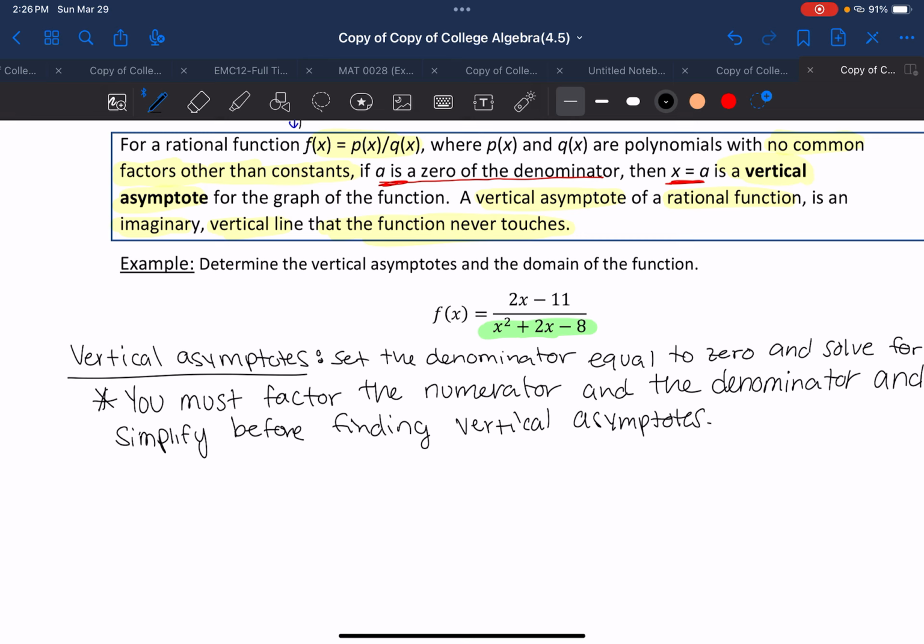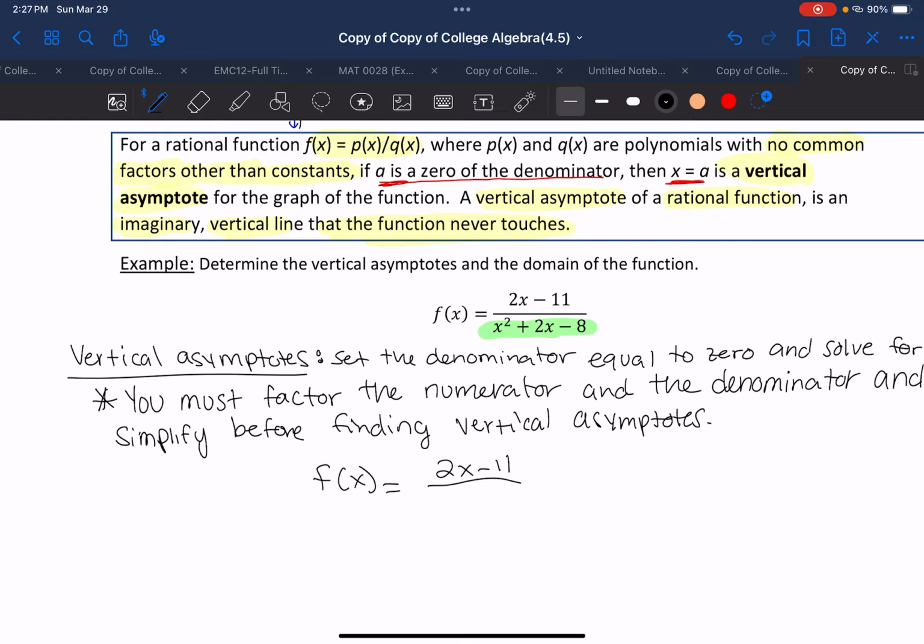So I am going to put that note here, but in this example there won't be a common factor. But still, let's factor the top and the bottom, the numerator and the denominator. The numerator is just 2x minus 11, so that can't be factored anymore, so that's fine. The denominator is a quadratic function, in the form ax squared plus bx plus c, and that can be factored.